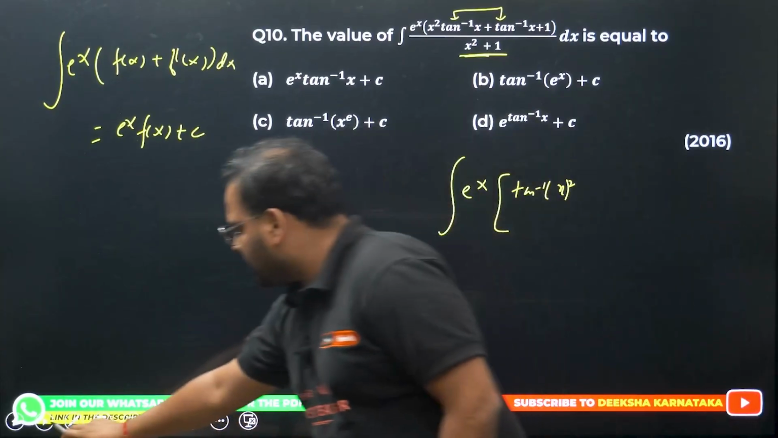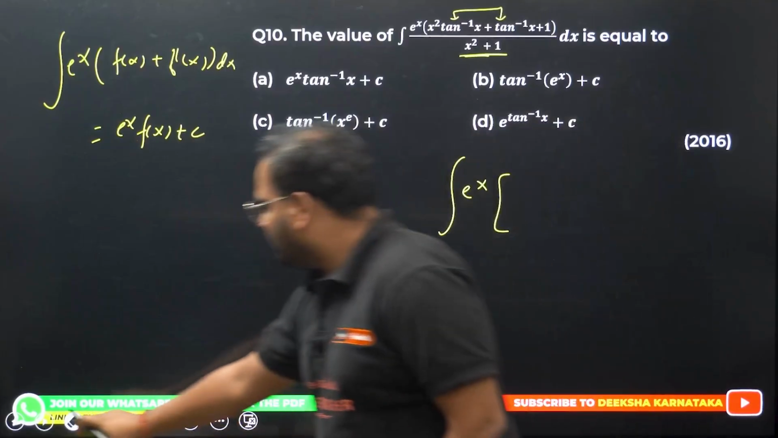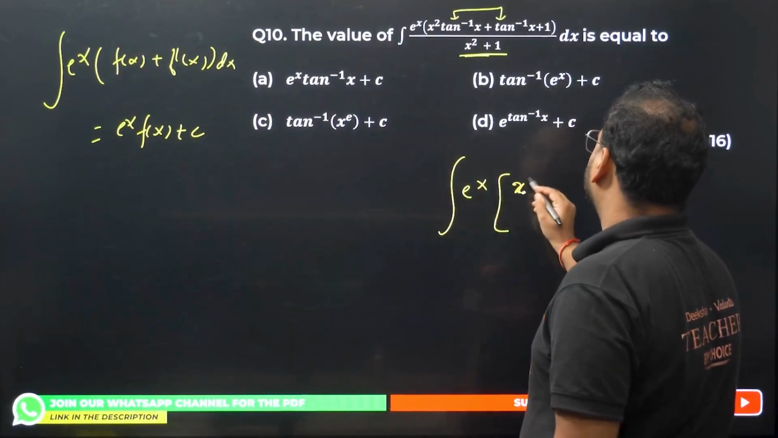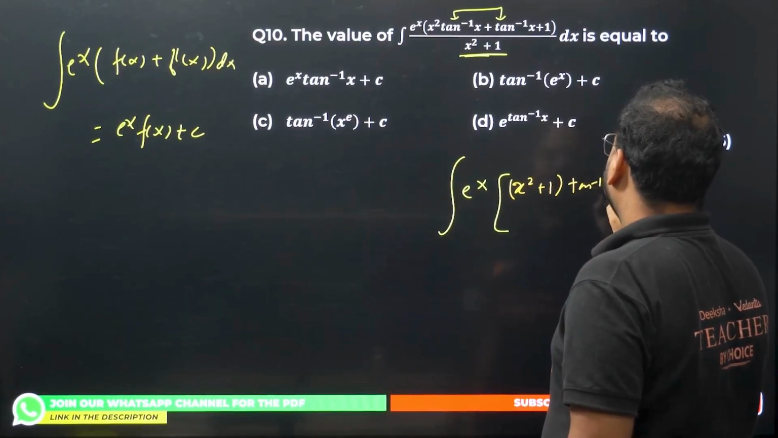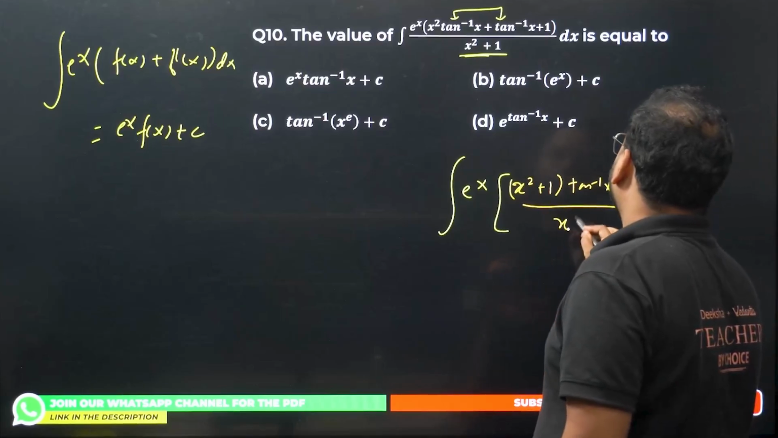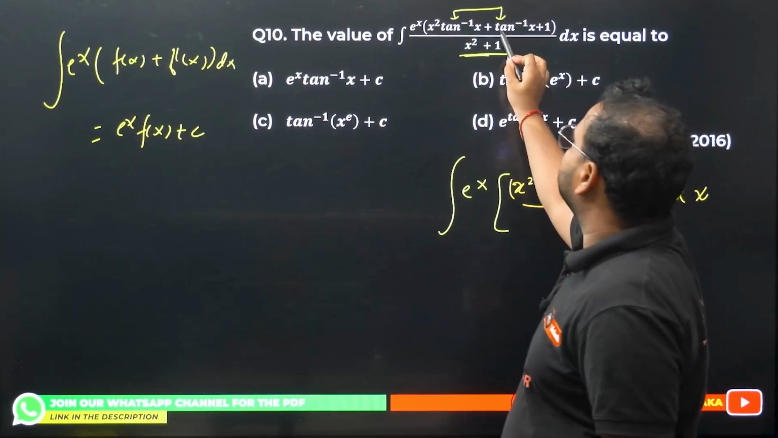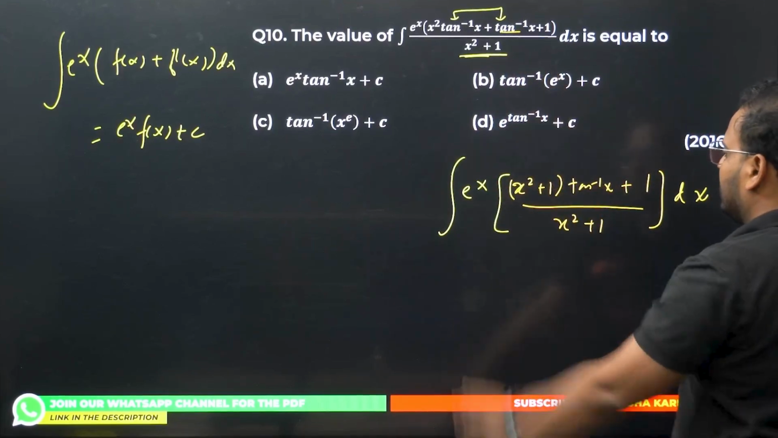Excuse me, I made a mistake. Okay, I'm taking tan inverse common. So I have over here x square plus 1 times of tan inverse of x plus 1 divided by x square plus 1 dx. Please check. I've taken tan inverse common from the first two terms. First term has x square left, second term has nothing, means 1 left.